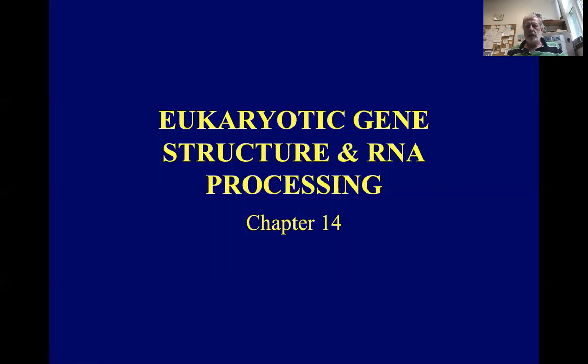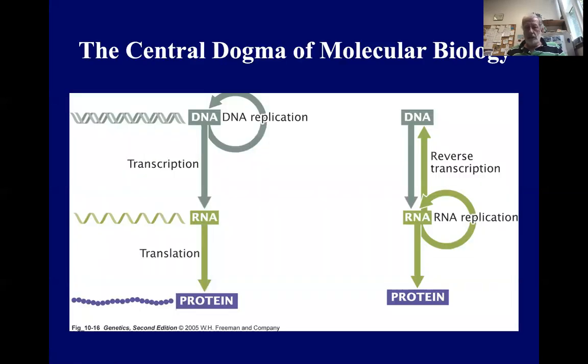Okay, chapter 14 on eukaryotic gene structure and RNA processing. Here's the central dogma of molecular biology, and we've worked through transcription. Now we have RNA molecules, but they're not ready to take part in translation yet. They need to be processed before being shipped out of the nucleus into the cytoplasm. And most of what we'll be discussing in this chapter focuses on eukaryotes, not prokaryotes.